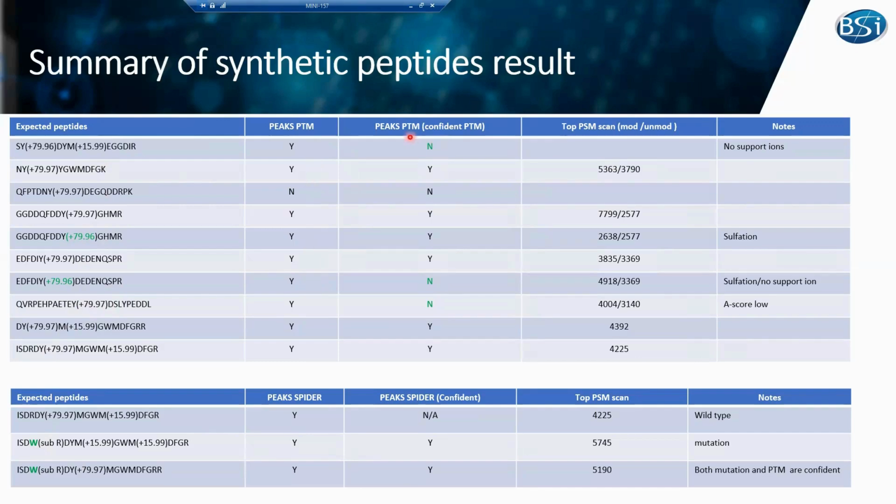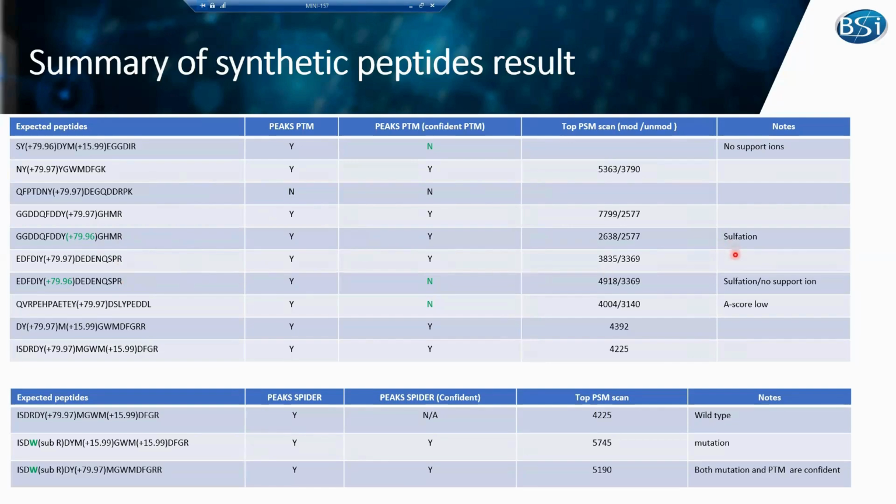And then we search it with the PEAKS PTM, with the confident PTM. In most cases, we can find the confident PTM. For these two, just because the dataset contains a lot of fractions, I just pick one fraction to do the test. So in the fraction I picked, there are only these PTMs here.